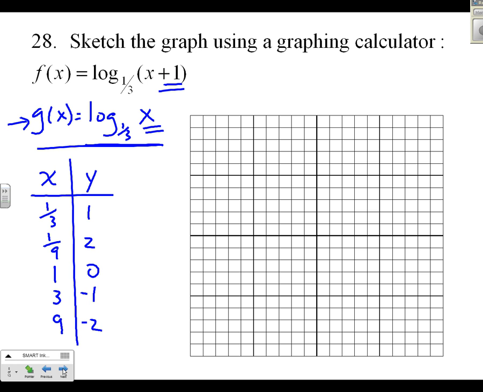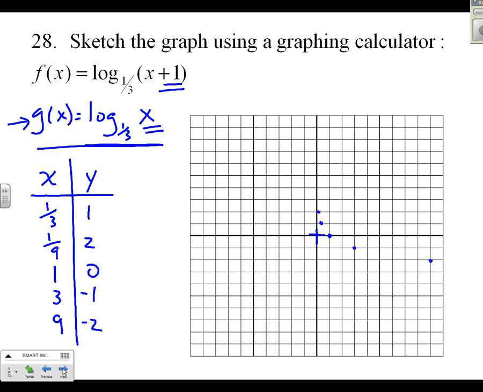So let's go ahead and plot those, and then we'll just translate the graph. So if I go to 1/3, 1, here is my origin right here. I'm going to just emphasize that. So 1/3, 1, we have this point. 1/9 jumps up to 2. Right in here, we're getting really close to 0 there. 1 is 0. 3 is -1. And 9 is -2. Let's see, 4, 5, 6, 7, 8, 9 is -2.